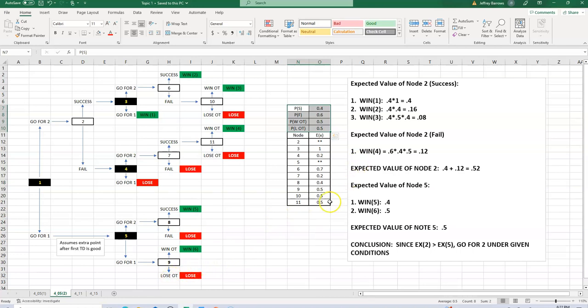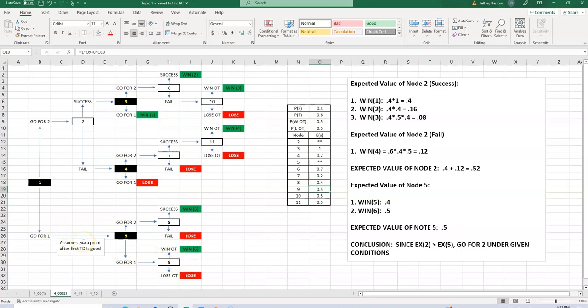So if you go to node 9, the calculation here is 1 point for winning times cell 09, which is the probability of winning in overtime, plus 0 points times the value in cell 010, which is also 0.5. So the expected value for node 9 is 0.5.